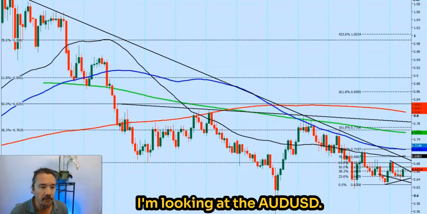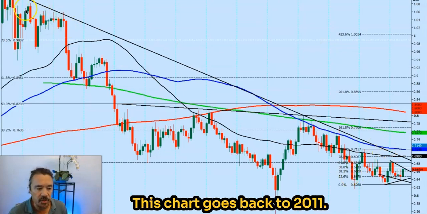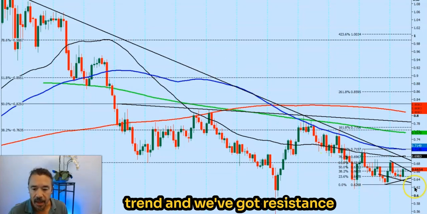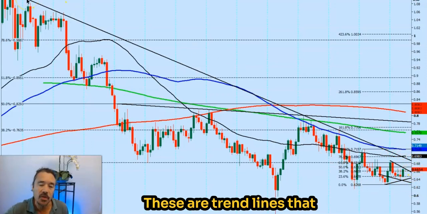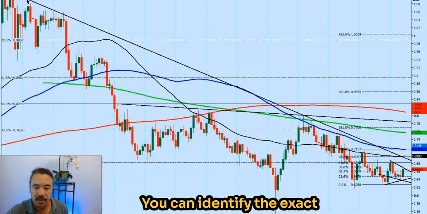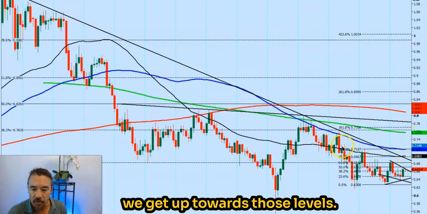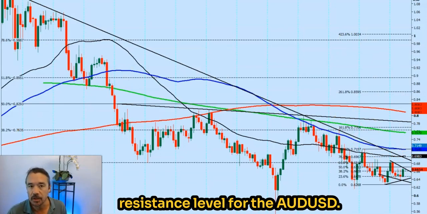Okay, I'm looking at the Aussie versus the US. Now, you can see we're in a longer term bear trend. This chart goes back to 2011. This is the monthly chart, so it's going back 13 years. You can see we're in a bear trend and we've got resistance just above the 6800 area. But these are trend lines that you can put on your chart. You can identify the exact resistance level and watch if we get up towards those levels. But you can see here that just 6800 would be a very strong resistance level for the Aussie dollar.